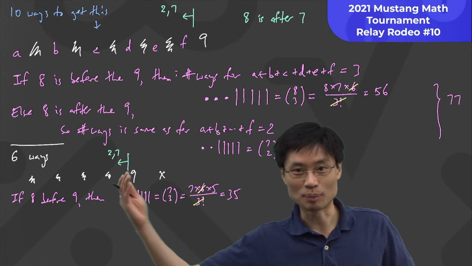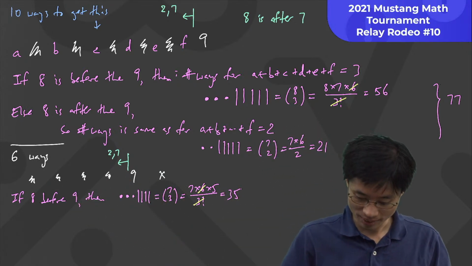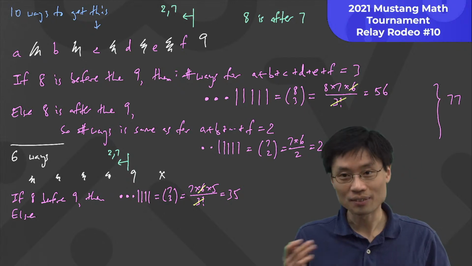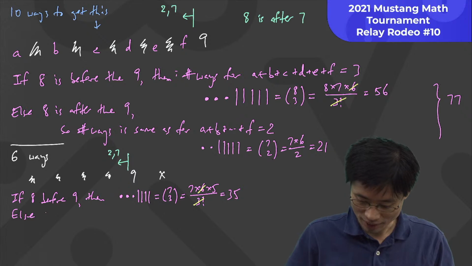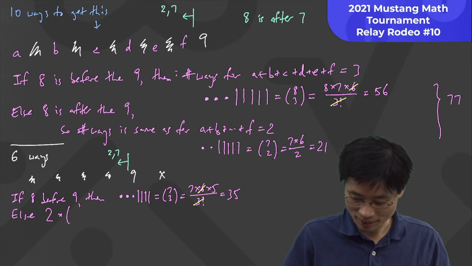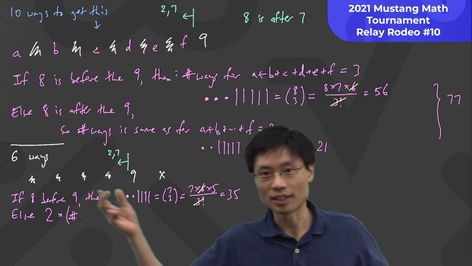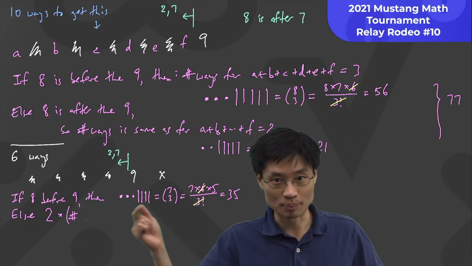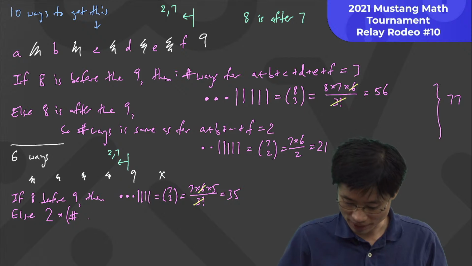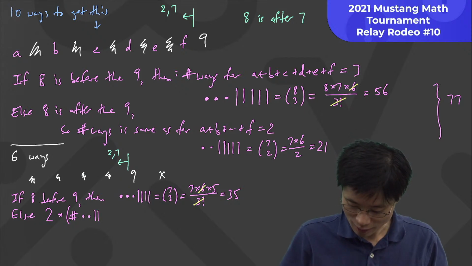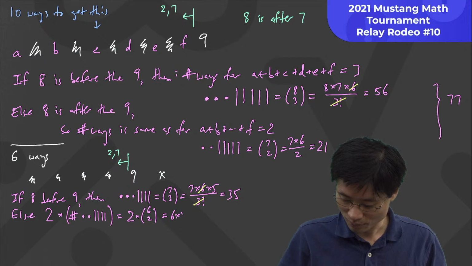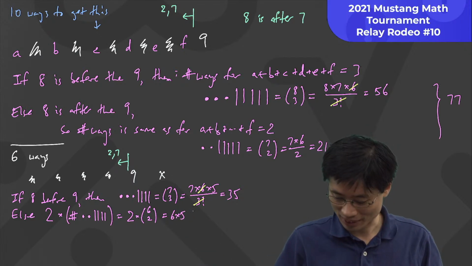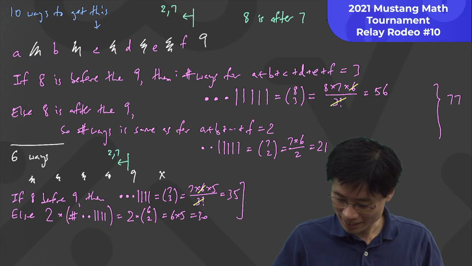Okay, that's if the 8's before the 9, else the 8's after the 9. Now, if the 8's after the 9, I've got two choices because the 8's either here or there. So I have 2 times, I'm just doing it faster, the number of ways to get, if the 8's after, I have 2 dots to put in here with those 4 separators. 2 dots, 4 separators, which is 2 times 6 choose 2. That's just 6 times 5, because I would divide by 2 and then times by 2. So that's 30. Whew, that's 65.